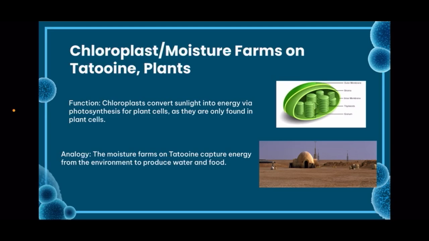The chloroplast and the moisture farms on Tatooine make sense together because the chloroplast converts sunlight into energy by photosynthesis for plant cells. It's essential for the life of the plant. This is like the moisture farms on Tatooine, because the moisture farms capture water vapor from the air, turning it into usable water for survival, like drinkable water, energy, and food. They're both essential, and that's why they're connected.